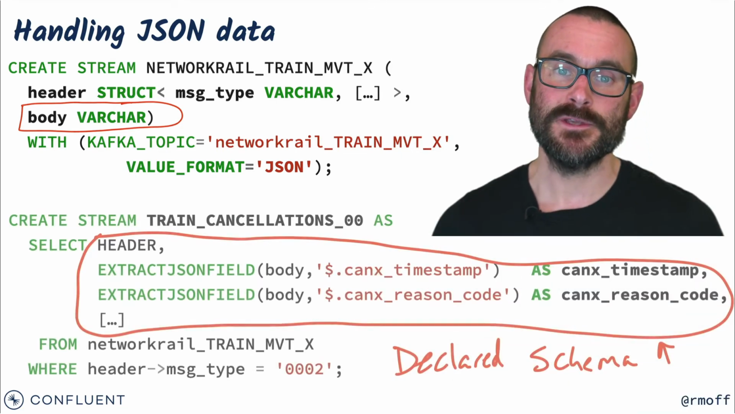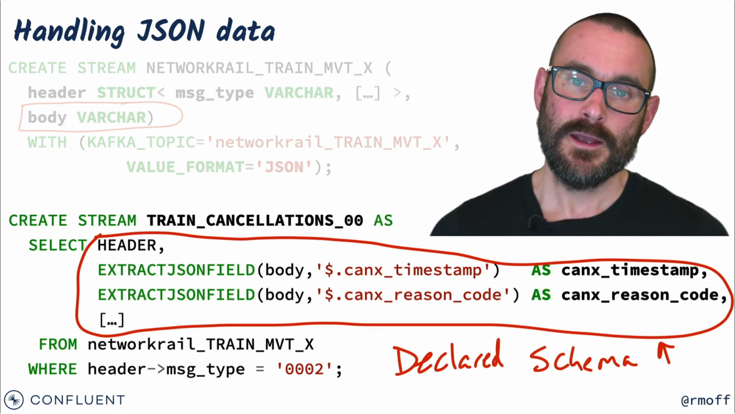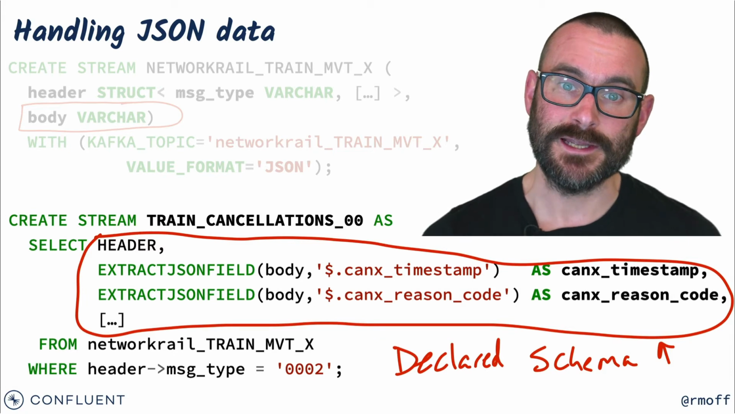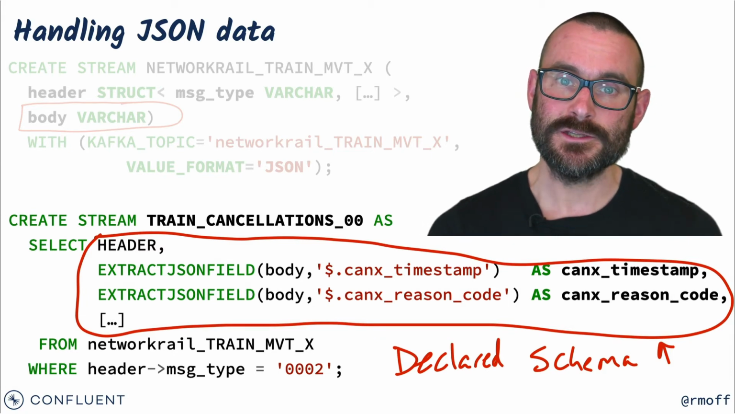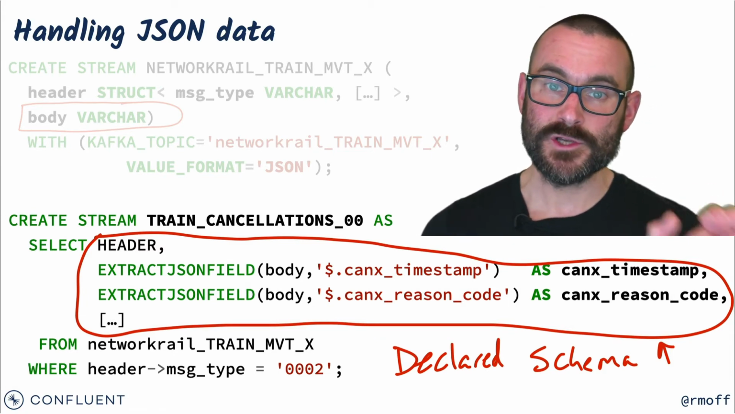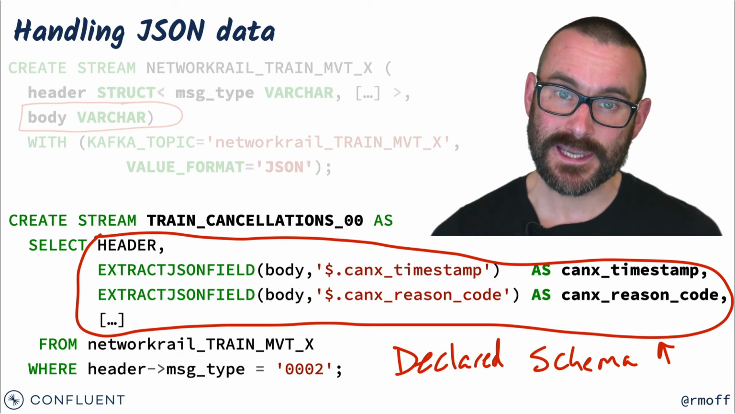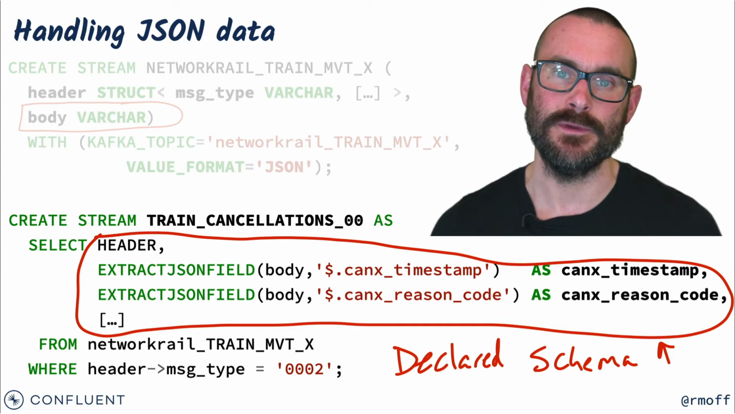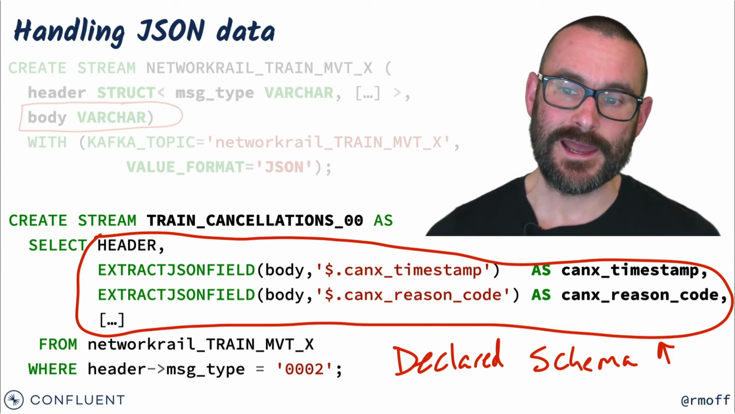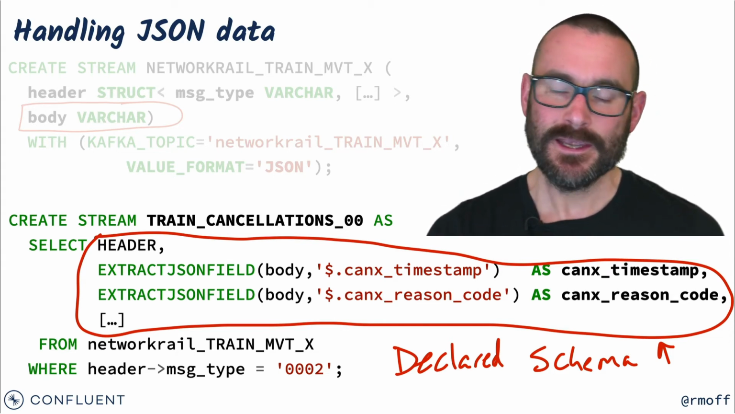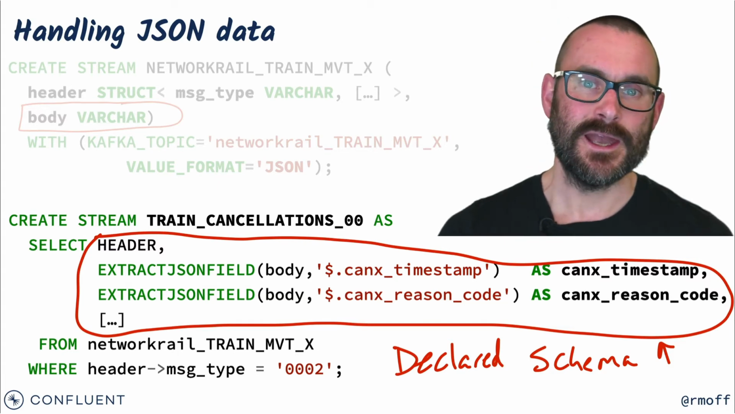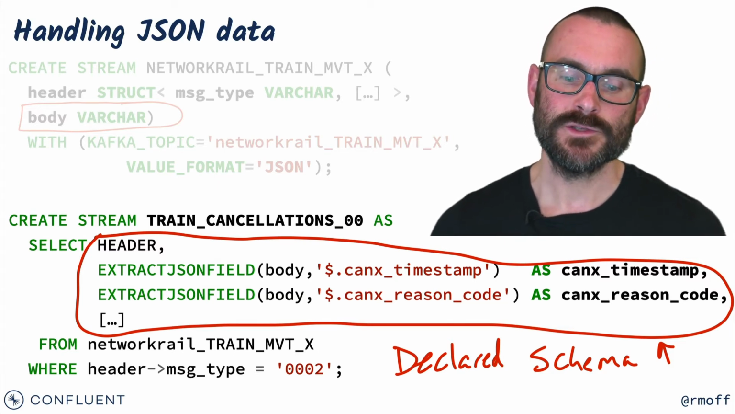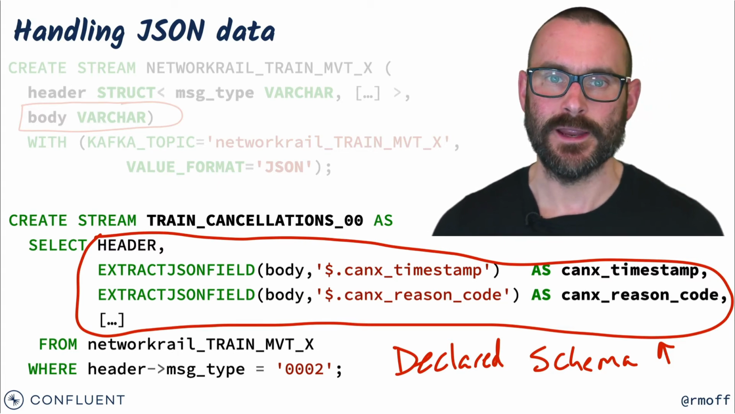A subsequent stream is the one at the bottom of the screen, where we say we're going to create a stream called train cancellations, and we use extract JSON field from that original body, and we pull out the particular JSON fields from it using a JSON path expression to identify them. And then we're actually declaring our schema. You can see we're saying as cancellation timestamp, as cancellation reason code. So there's our actual schema that we're declaring.